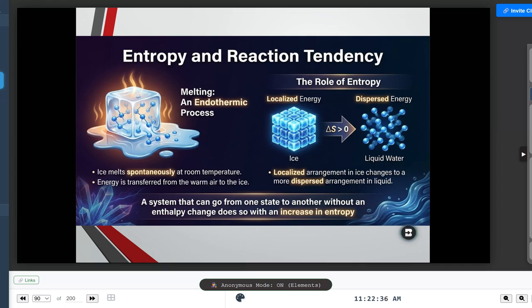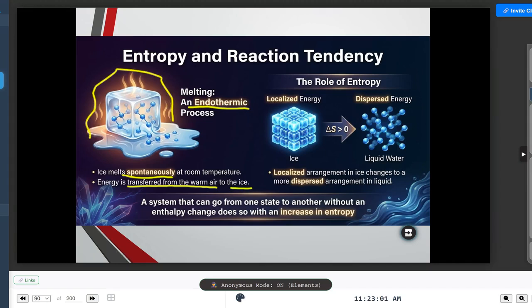All right, so if we think about melting, melting is an endothermic process that is natural at room temperature for water. Melting is spontaneously taking place with our solid water at room temperature. Energy is being transferred from the warm air around, that surrounding air, into the ice. And so this is becoming less organized. If you think about it, that ice crystal is pretty organized, and it's going to become less organized. It's going to have its energy more dispersed, right?